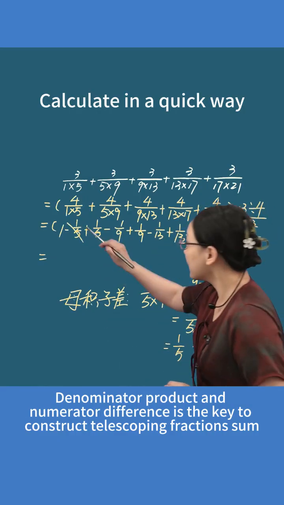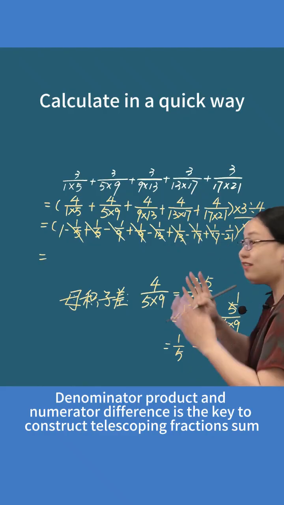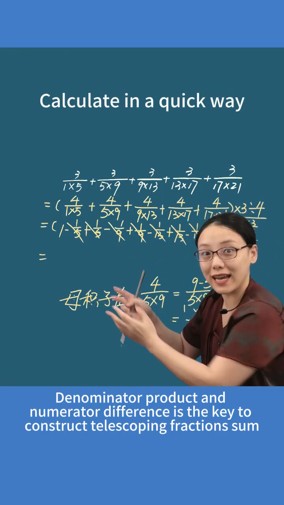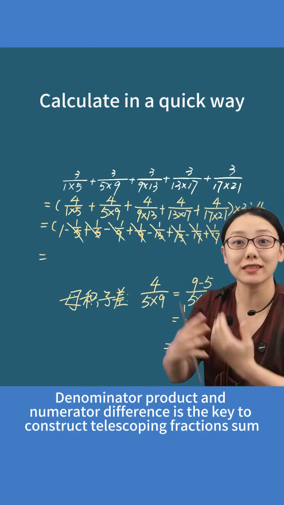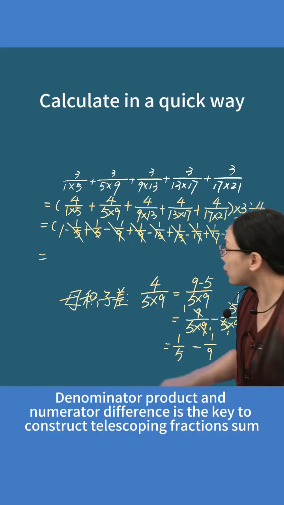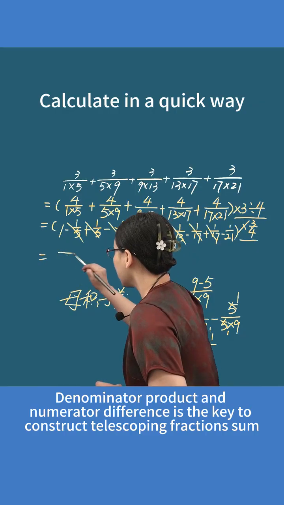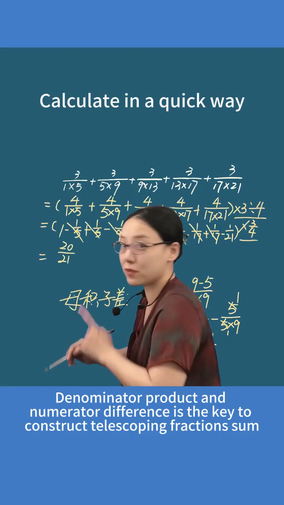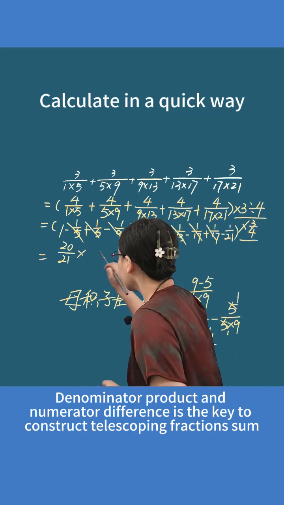Minus 1/5, plus 1/5, minus, plus, minus, plus. What I just crossed out are all terms where you subtract a number and then add it back, so doesn't that just equal 0? Now look at what's left inside the parentheses. What's left is just 1 minus 1/21. What's inside the parentheses? Isn't it 20/21? And don't forget, what's still left at the end? There's still a multiplication by 3/4.